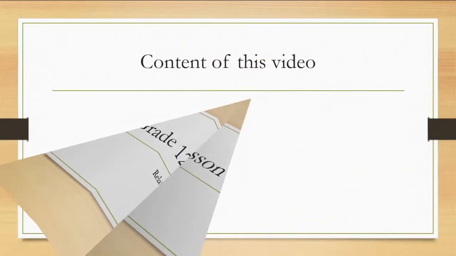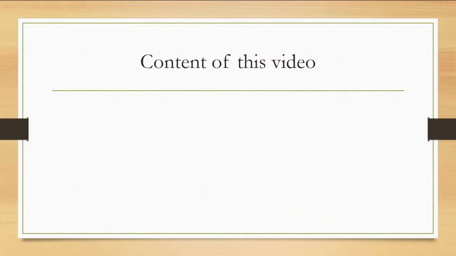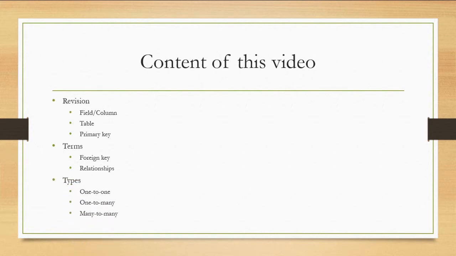Let's look at the contents of this video. In this video, we will do some revision. We will look at a field or a column, a table, and a primary key. We will then look at new terms, specifically a foreign key and what relationships are. We will then look at some types of relationships, specifically one-to-one, one-to-many, and many-to-many. After this, we will look at referential integrity, specifically insert anomaly, update anomaly, and delete anomaly. After that, we will look at ER diagrams.